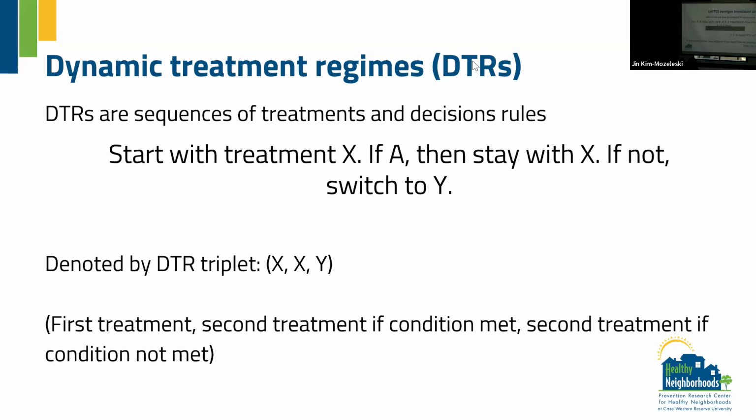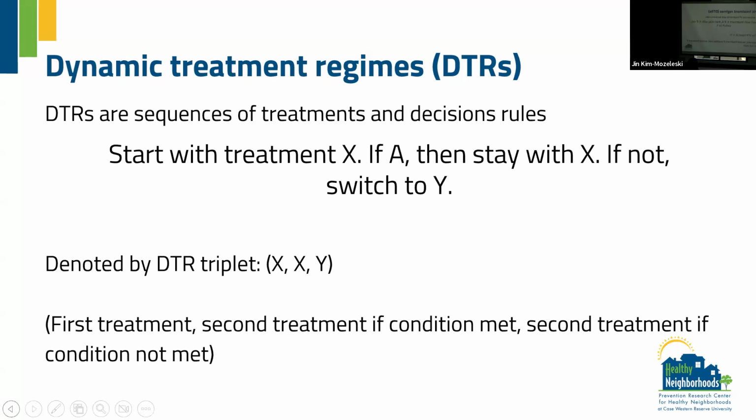Okay, so DTRs are sequences of treatments and then the decision rules that go along with those treatments. As an example, start with treatment X. If some event A happens, then stay with X. If not, switch to treatment Y. And we usually denote this with a DTR triplet. So this would be X, that's our first treatment. X is our second treatment if the condition is met. And then Y is our second treatment if the condition is not met.